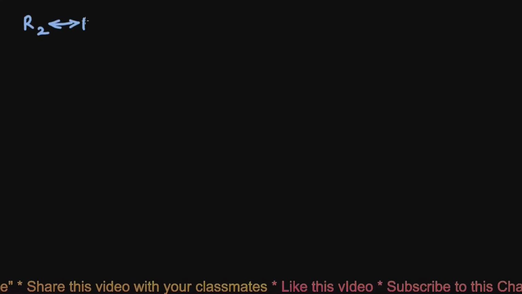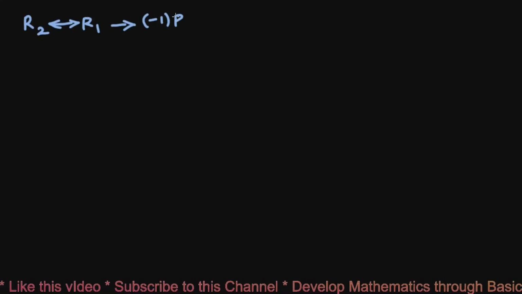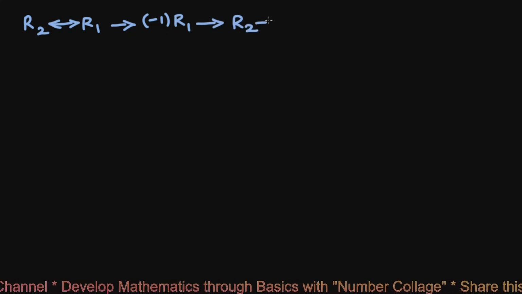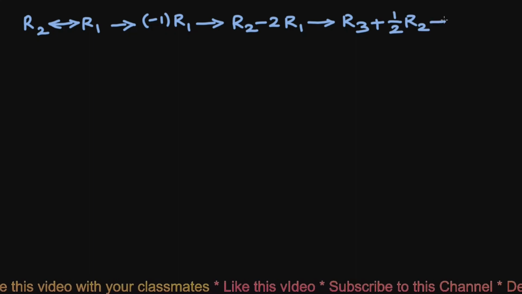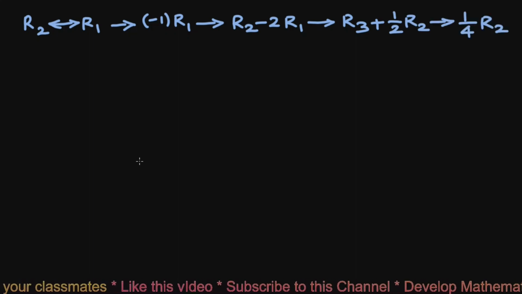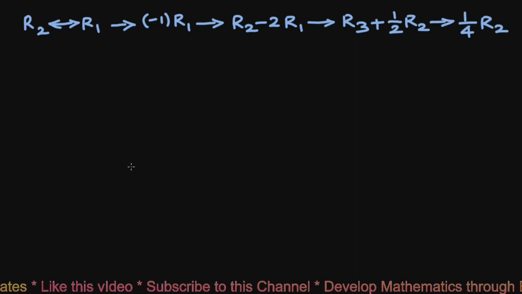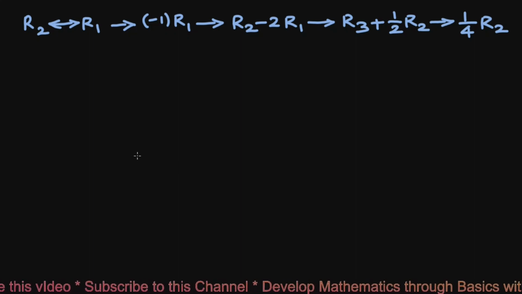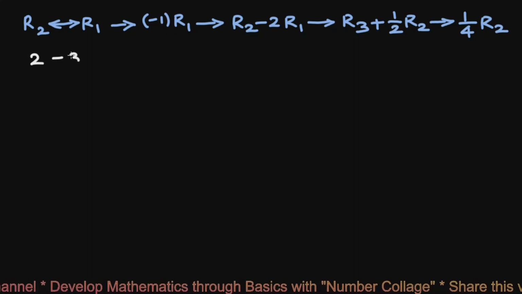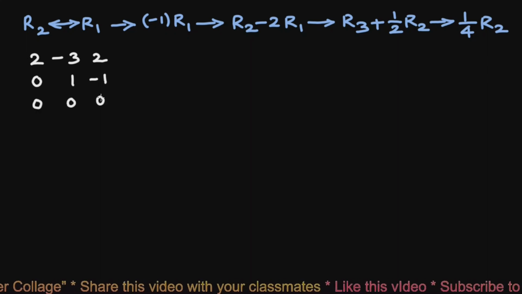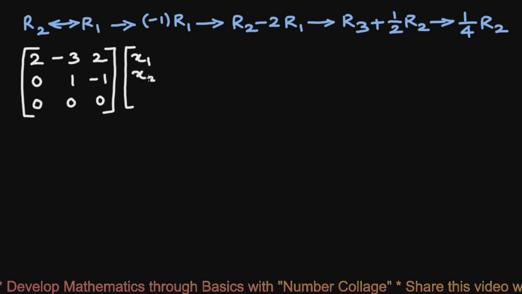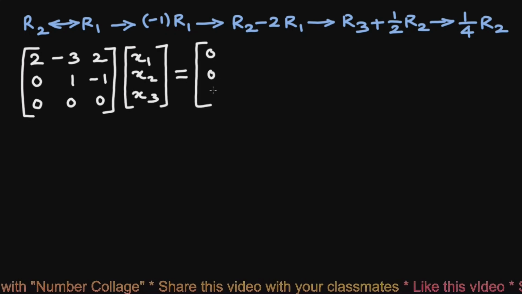By successive row transformations R2 ↔ R1, then minus 1 R1, then R2 minus 2 R1, R3 plus half R2, and finally 1/4 R2, we get the coefficient matrix reduced to the upper triangular matrix as [2 -3 2; 0 1 -1; 0 0 0] times [x1 x2 x3] equals [0 0 0].